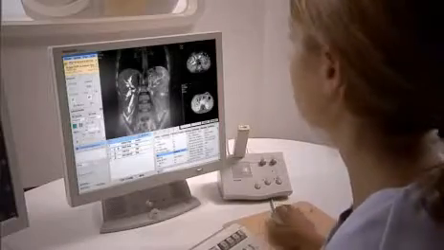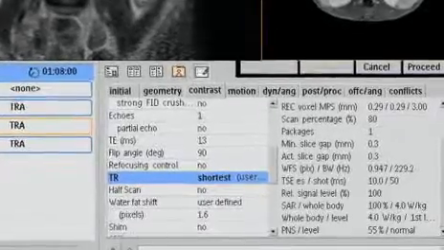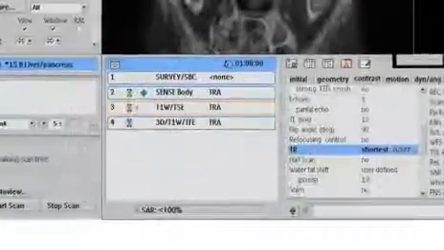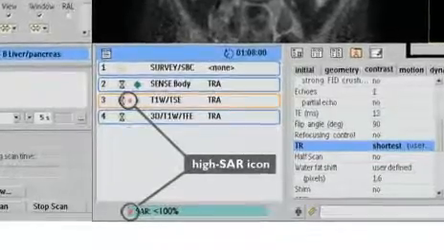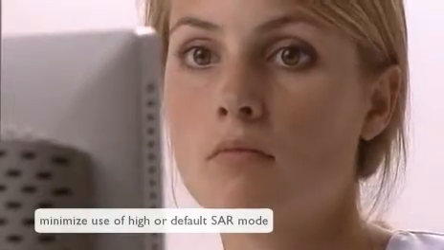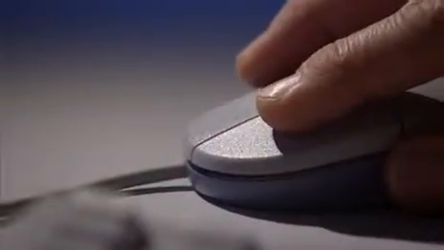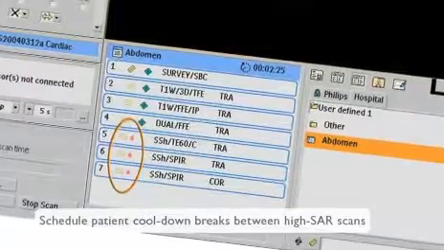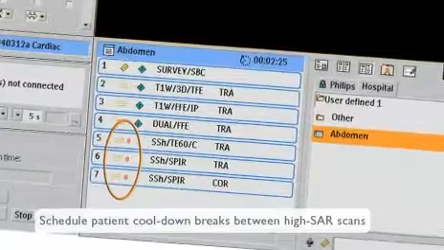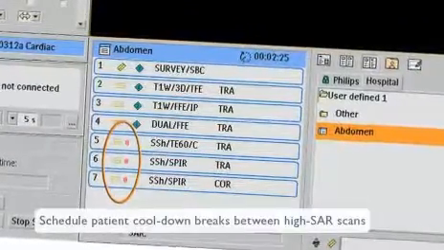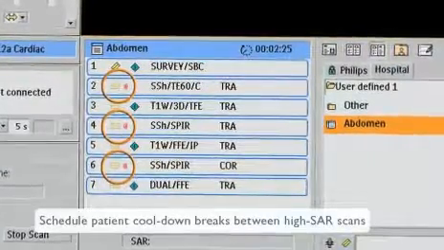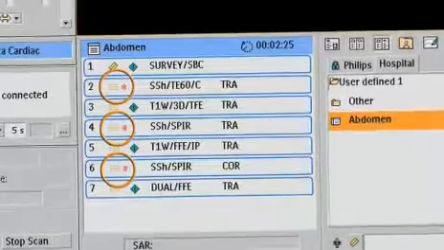There is a growing tendency to scan with SAR levels approaching the maximum of 4 watts per kilogram for a whole-body scan. This can warm up the patient, resulting in increased perspiration. It is advisable to minimize the use of scans with high SAR levels. Shorter image reconstruction times result in shorter intervals between the scans, so the patient has less chance to cool down. It is therefore advisable to spread the high SAR scans across the entire exam by interleaving them with lower SAR scans.